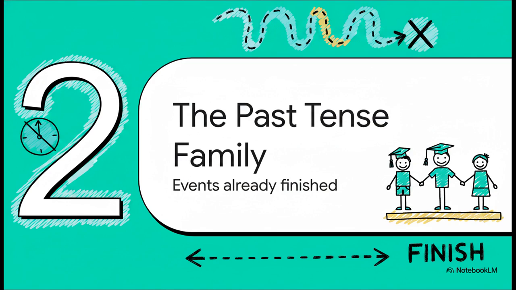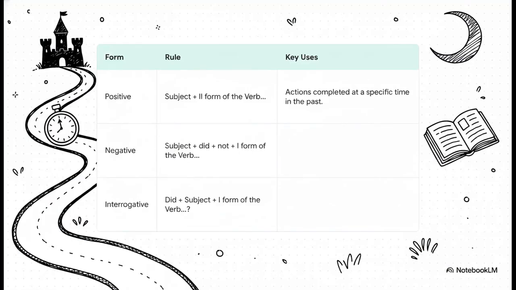Now, let's hop in our time machine and go back to the past tense family. This is our toolkit for talking about things that are totally done and dusted. The simple past is basically the storytelling tense. It's your go-to for any action that's completely finished, happened at a specific time. You just need the subject and the second form of the verb. Boom! They watched a movie last night. The movie's over. Simple as that.